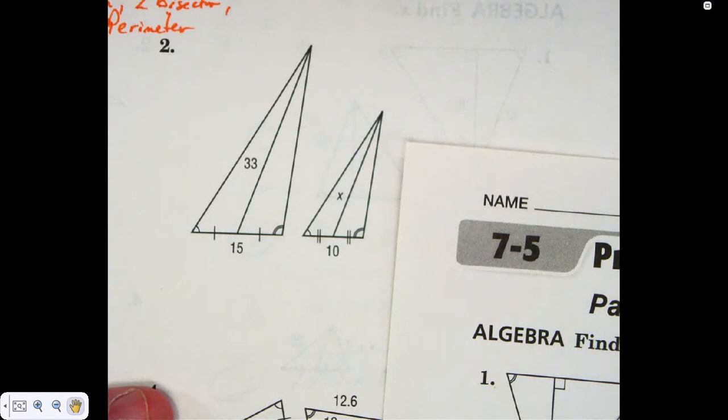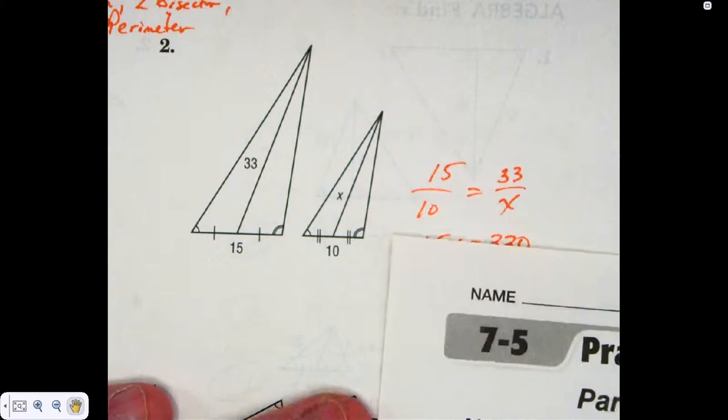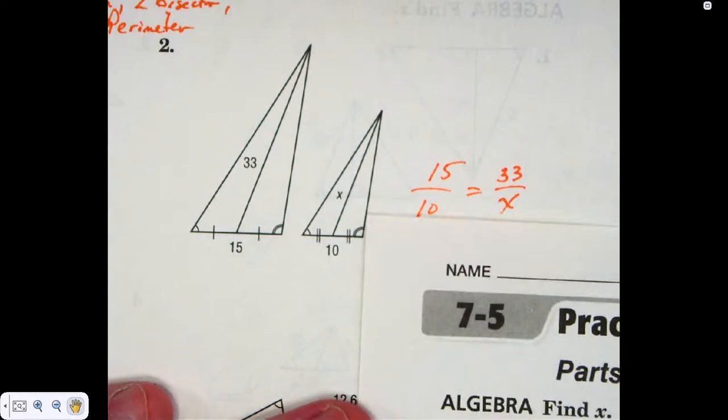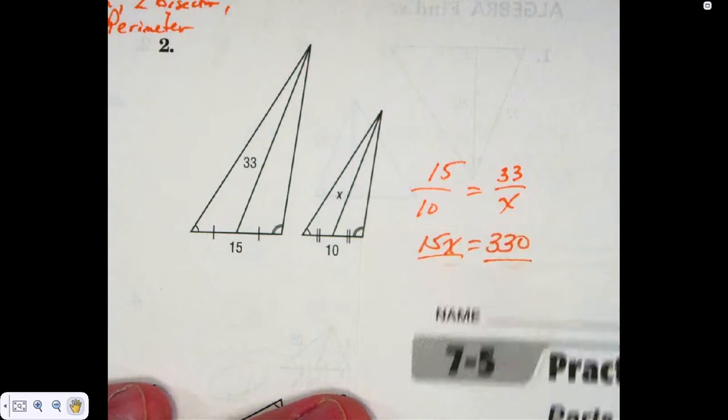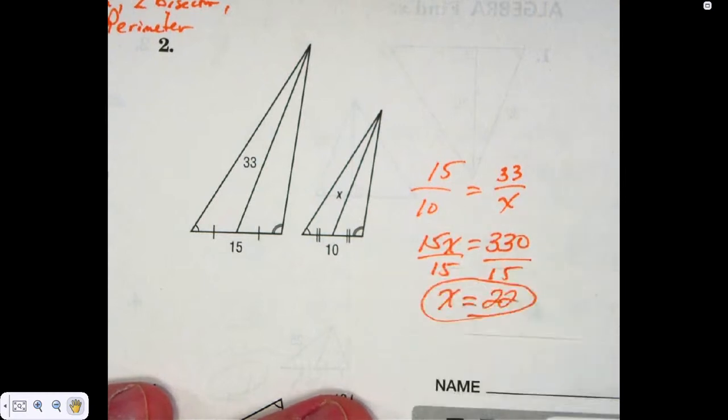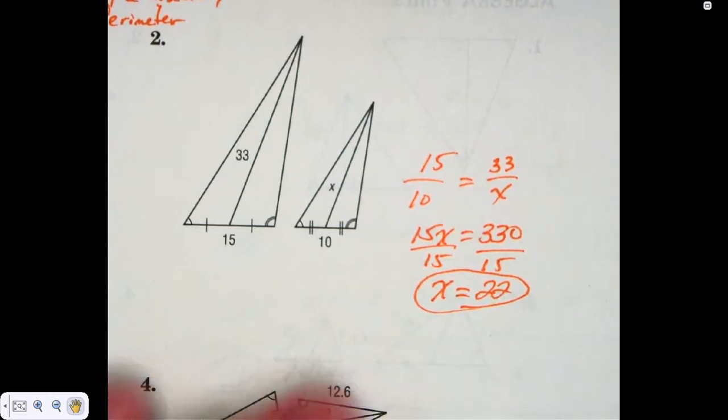33 over x equals what? Okay, or 15 over 10 equals 33 over x, right? Cross multiply, what's going to happen? What are you going to get? 15x is equal to 330. Divide both sides by 15, you get what? 22. This isn't too bad, is it? Okay. Once you understand what you're doing.